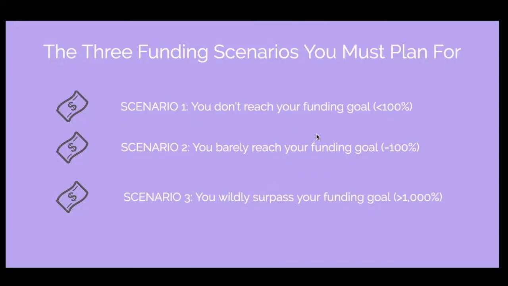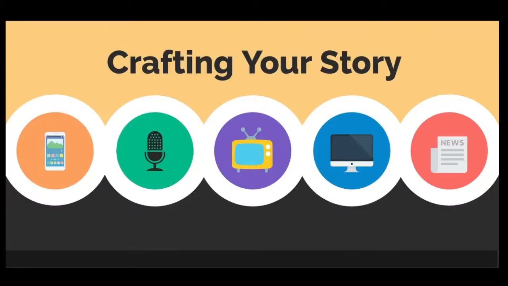Scenario 1, you don't reach your funding goal. Number 2 is you barely reach your funding goal. That means you just get across the line. And number 3 is you wildly surpass your funding goal. There's nothing else. These are the scenarios that you should be planning for or be thinking about right now for your campaign.